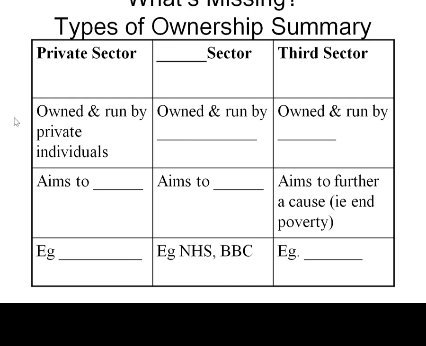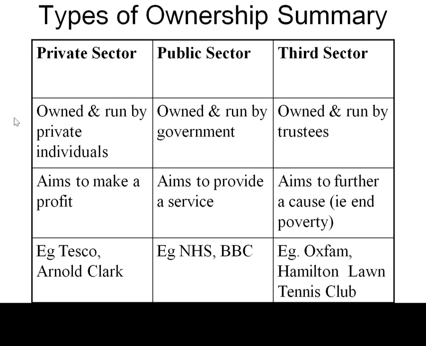Okay. Well, hope you got these answers. Private sector, owned and run by private individuals, aims to make a profit. Some examples: Tesco, Arnold Clark. There's a million and one answers you can give there. The public sector, owned and run by the government, aims to provide a service. Some examples: NHS, BBC, and you can also include your local council. Third sector, owned and run by trustees, aims to further a cause, for example to end poverty or find a cure for cancer. Examples could be Oxfam, Hamilton Lawn Tennis Club. There's many.